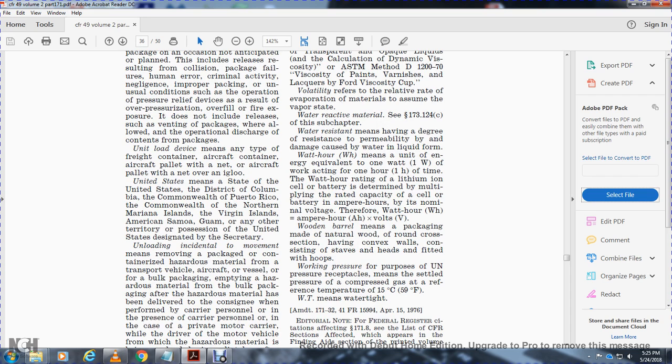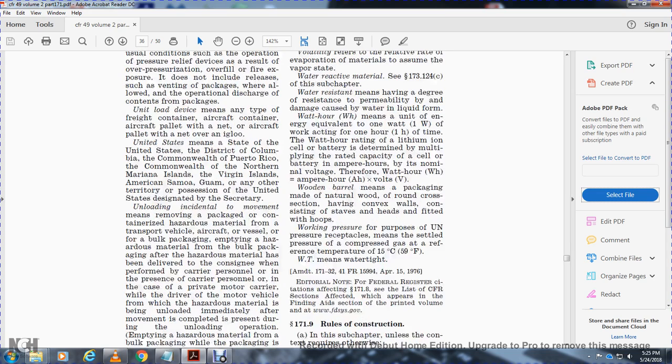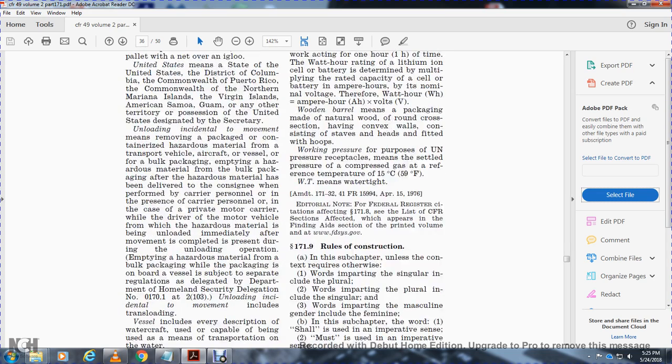Working pressure: the pressure of the UN pressure receptacle is the settled pressure of the compressed gas at reference to the temperature of 59 degrees Fahrenheit. WT means watertight. 179.1 Rules of construction.